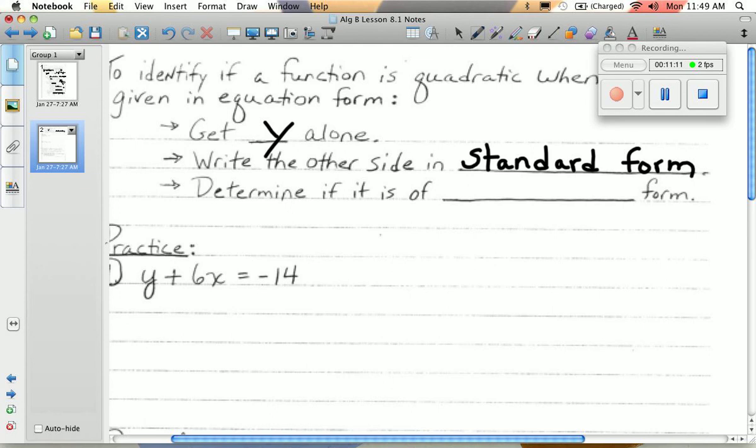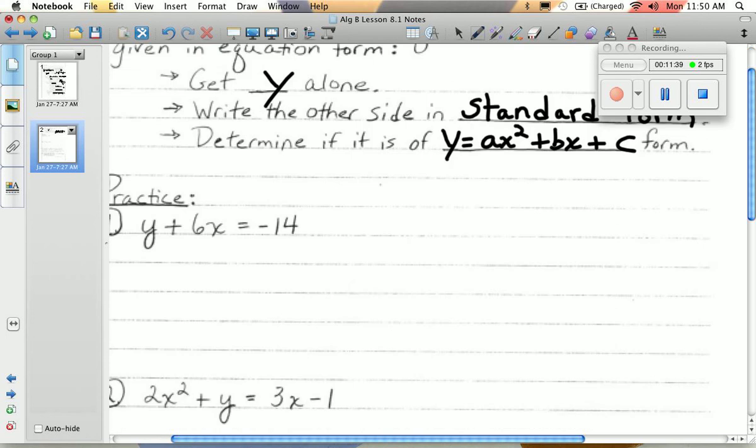And then we determine if it is of the y equals ax squared plus bx plus c form, that standard form. So we're going to look at it and say, oh, can I say that it fits this model? And if it does, we're going to say, oh, then it would be a quadratic U-shaped graph. Okay, so let's practice that.